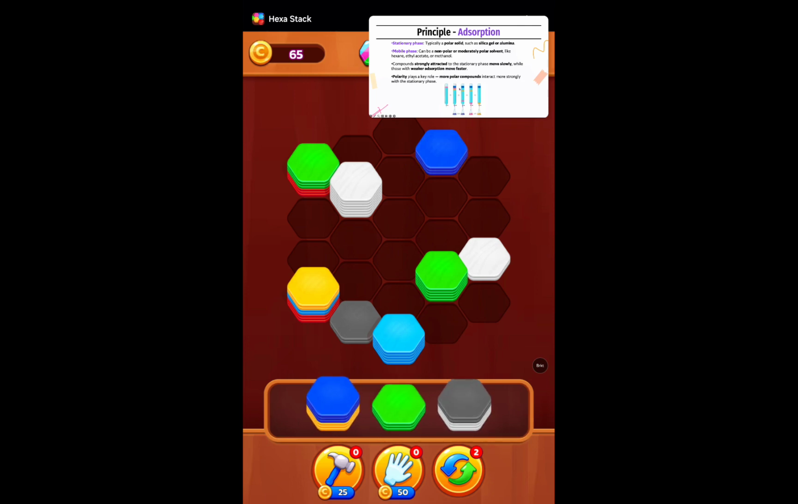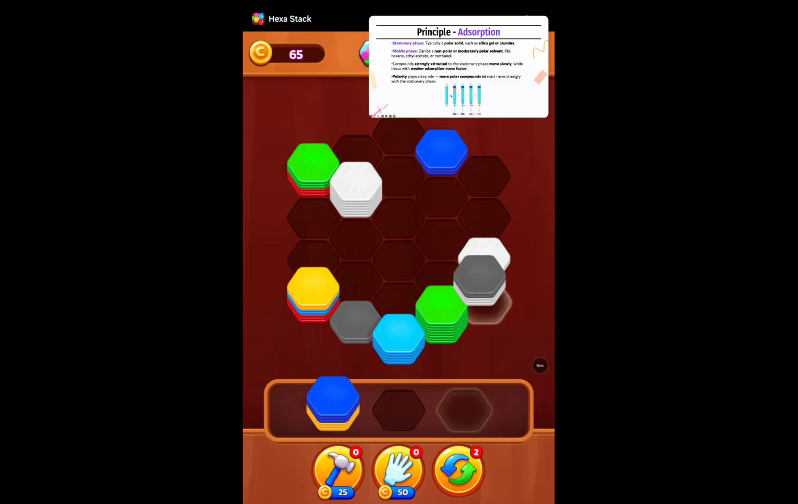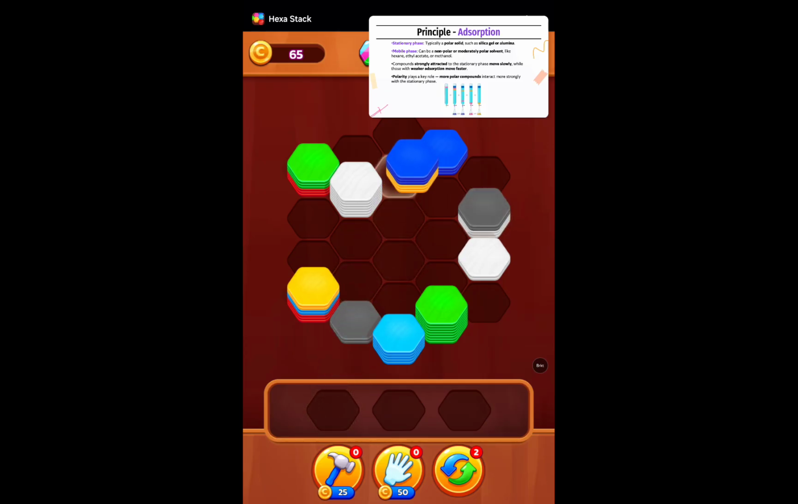Okay, so the band here is your sample, so it will move slowly. Those that are not absorbed to the surface will move very fast. But those absorbed to the surface will move very slowly.